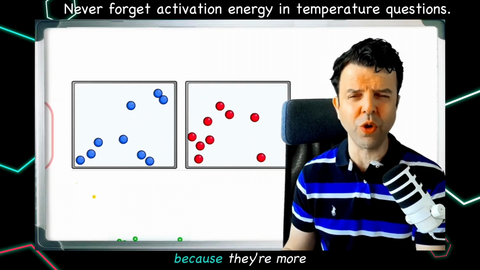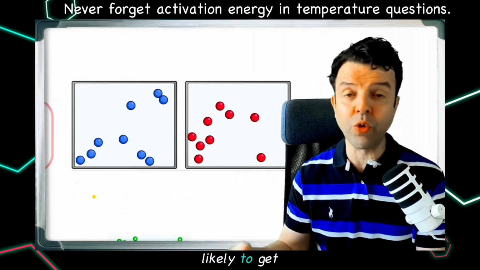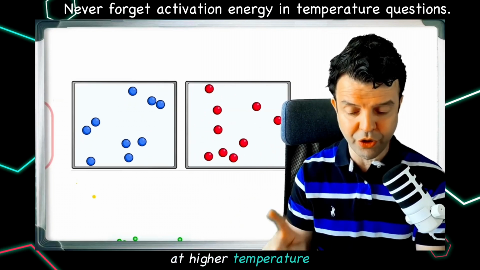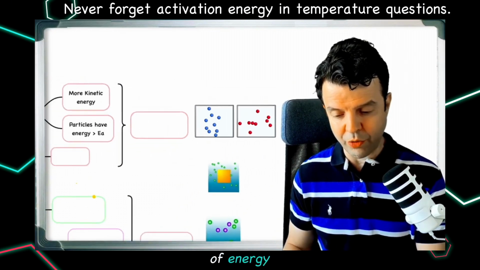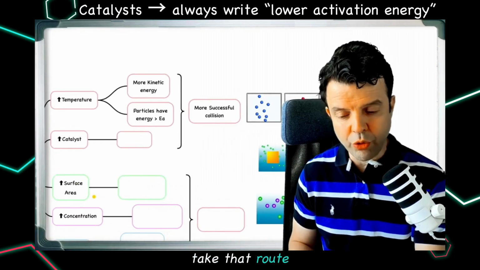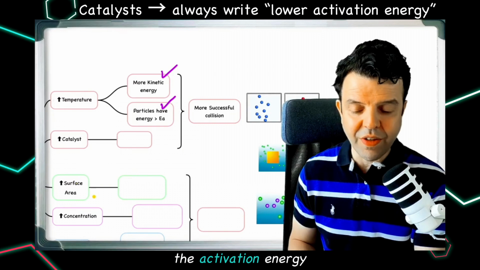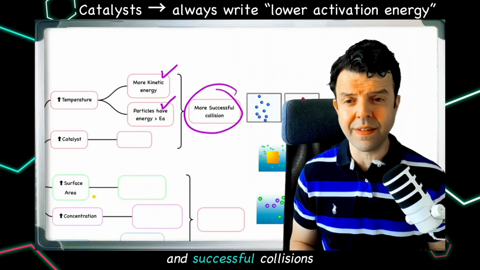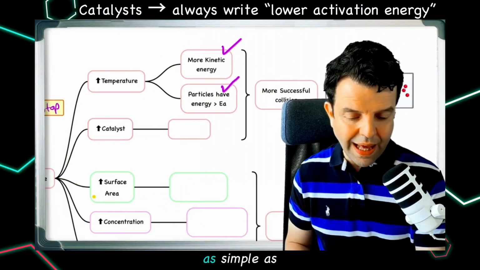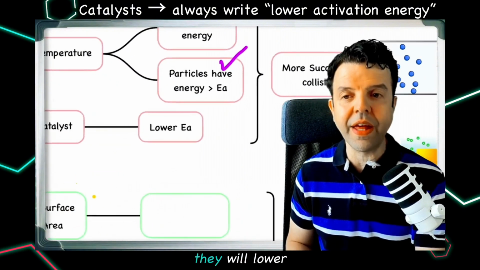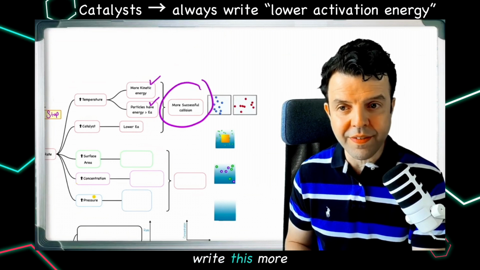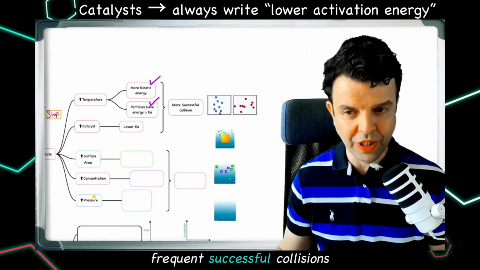Why is it successful? Because they're more likely to get products here, as the particles at higher temperature have a greater amount of energy. So that's my temperature. You always take that route: kinetic, the activation energy, and successful collisions. Okay? How about catalysts? As simple as this, you say they will lower the activation energy, and then you write this: more frequent successful collisions.